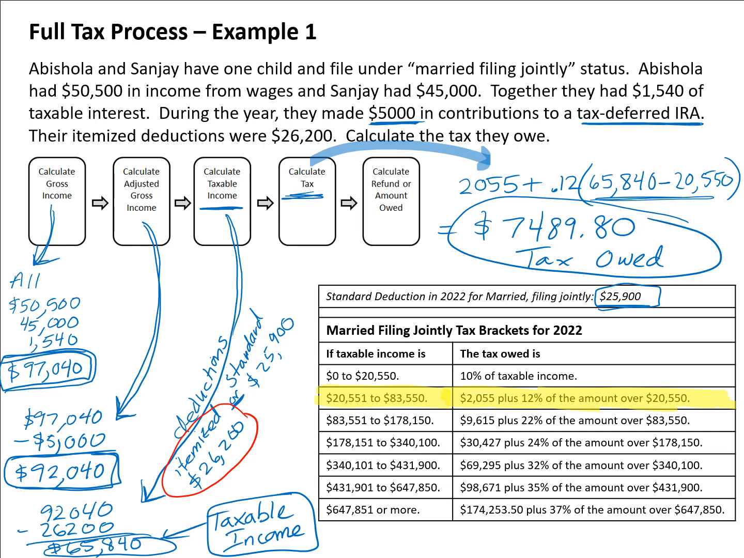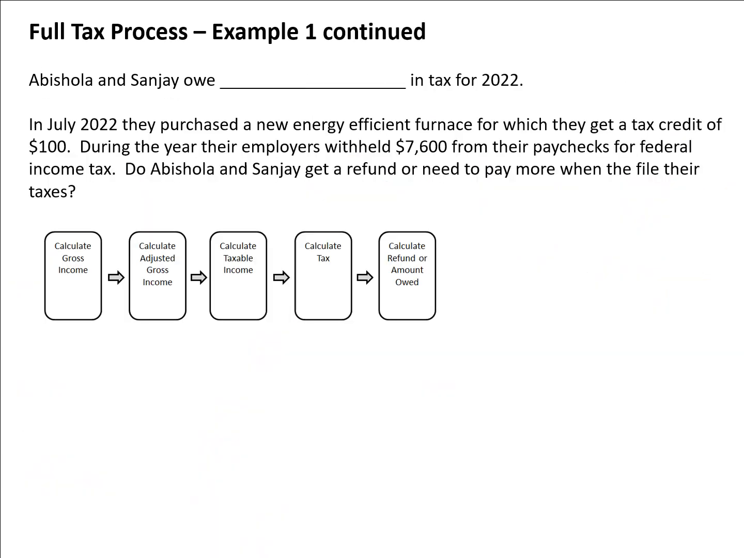Now we have one step left, but I didn't have room on this slide to show it. Let's do the next step. All right, we know that Abishola and Sanjay owe $7,489.80 in tax for year 2022. Well, let's get a little bit more information to do this last step. In July 2022, they purchased a new energy efficient furnace for which they get a tax credit of $100.